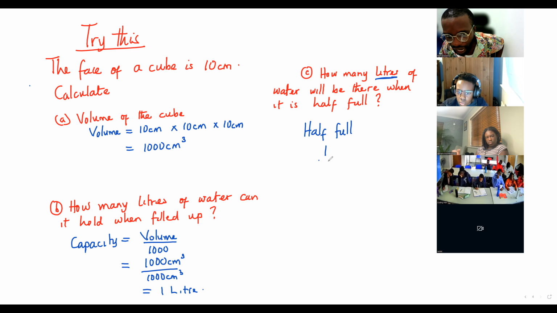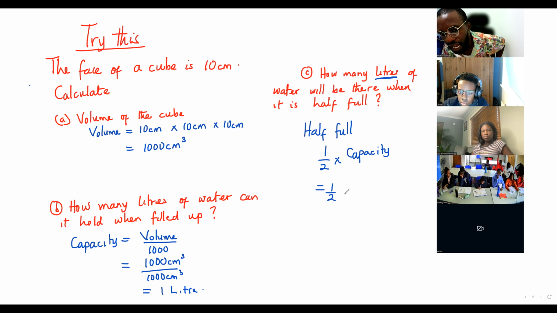So I want you to look at the capacity now when it is half full. So that is half times capacity, right? Reese, are you with us? Yeah. That would be equal to half times 1 liter. All right? And that is 0.5 liters.